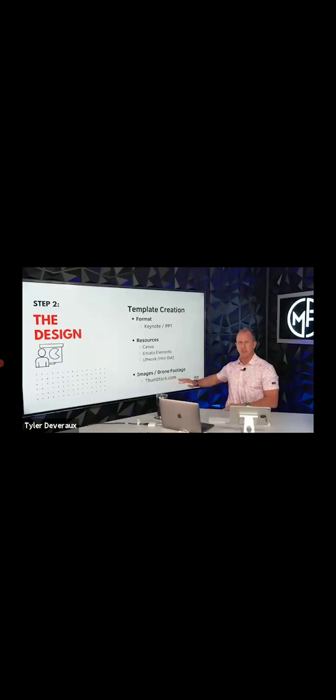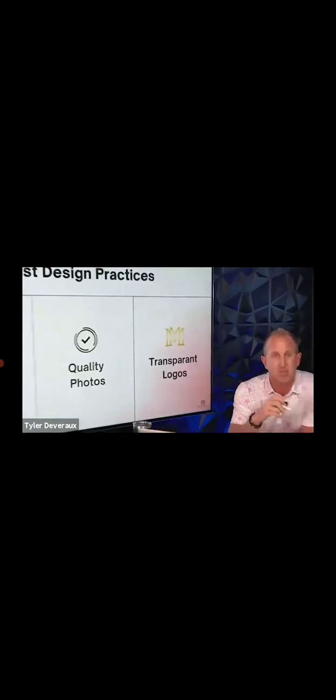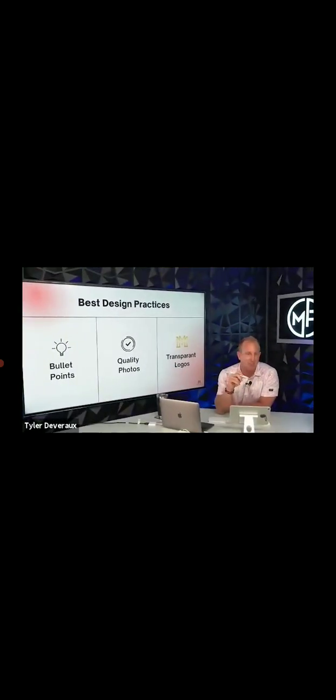Oh, a resource for you, though. I don't know if you can see this very well. Thumbtack.com. If you don't have a relationship with a photographer or drone operator, Thumbtack.com is a great resource to find photographers in the area that can help you with that. It'll set you apart with your property packets, for sure. I'll give you an example of what one of those looks like when I show you one of our property packets.